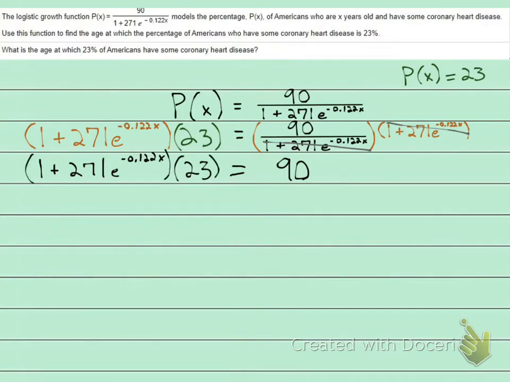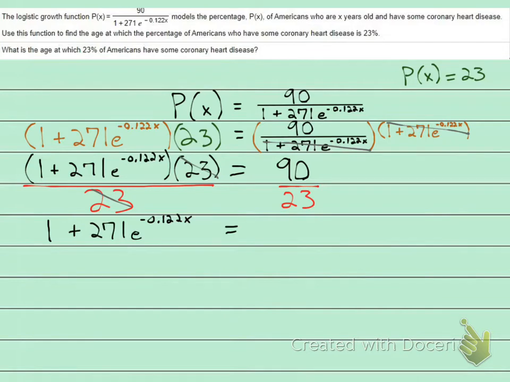If you wanted to, you could distribute the 23. But if we're trying to get this x by itself, we can easily get rid of that 23 by dividing both sides. Left side divided by 23, right side divided by 23. We'll see that the 23 over 23 reduces down to a 1. So here we are now: 1 plus 271 e to the negative 0.122x equals 90 over 23.